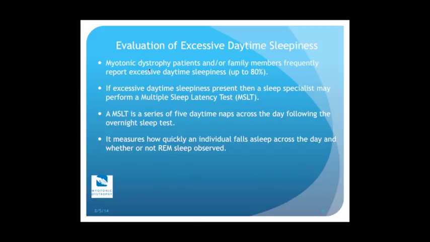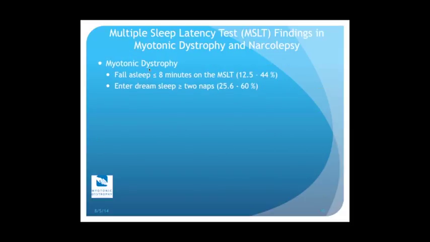And so what we measure on this MSLT is how quickly an individual falls asleep across these naps, and whether or not they go into dream sleep, REM sleep. And it turns out that in the MSLT data in myotonic dystrophy, anywhere from 12.5 to 44% of the patients in the studies fall asleep on these daytime naps in less than 8 minutes. Depending upon the study you read, 20% to 60% actually enter dream sleep on 2 or more of the naps. Now, I'm just going to jump into another diagnosis real quick.